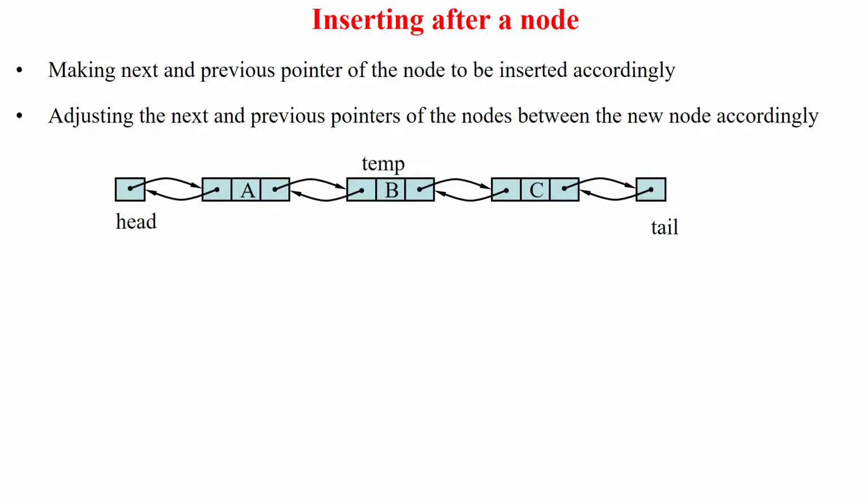Hi, here we will discuss inserting a node after a particular node in a doubly linked list. That means inserting the node in between the last and end node of the doubly linked list. So for that, in this given doubly linked list, we should make some temporary node.